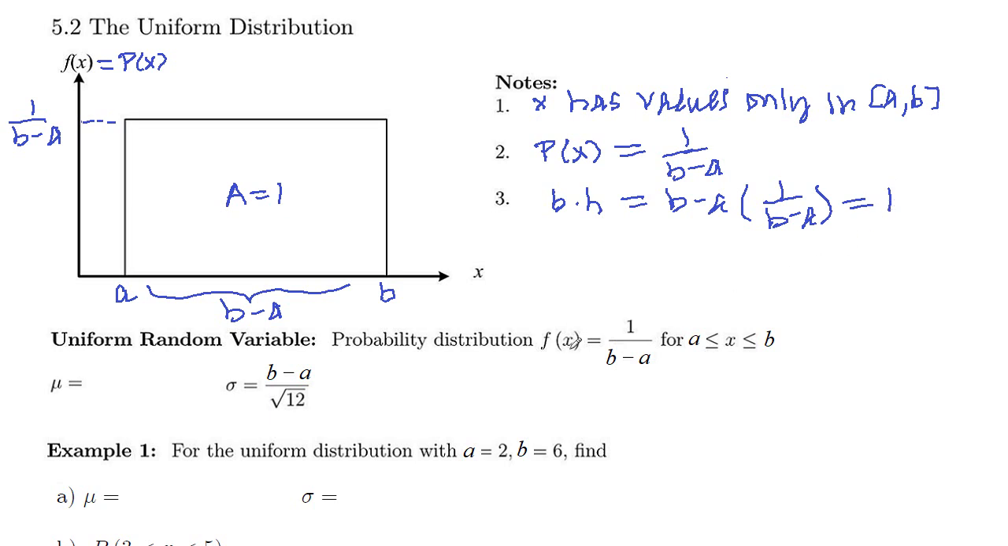So this is called the uniform random variable. So that probability distribution f of x, which is our p of x, is 1 over b minus a for x between a and b. Our mean here should be in the middle of the distribution, and that's going to be right here, and that's going to be the average of a and b. So mu is going to be a plus b divided by 2. And then our standard deviation sigma is b minus a over root 12.